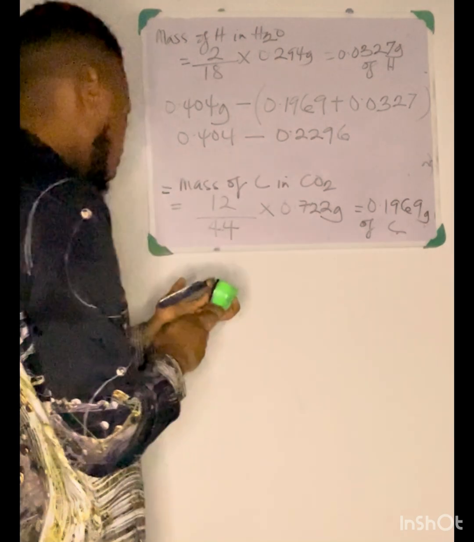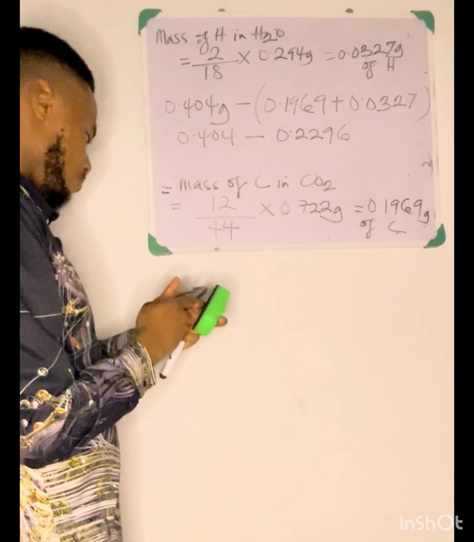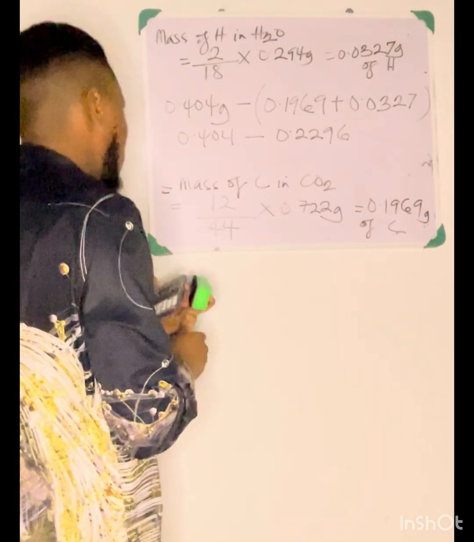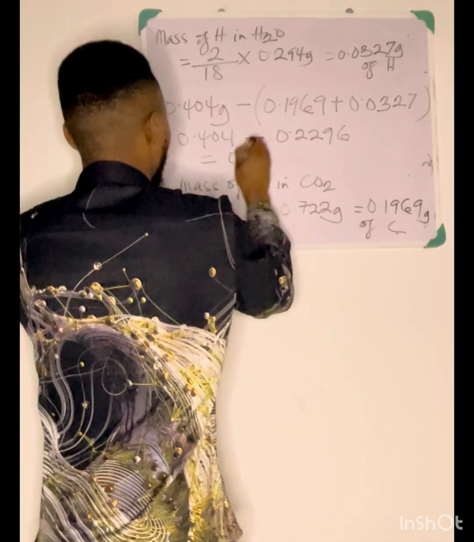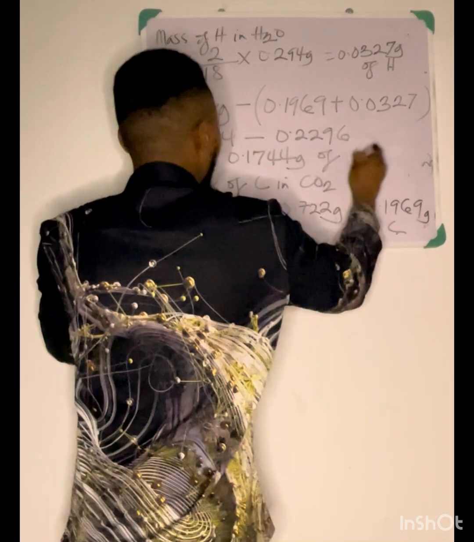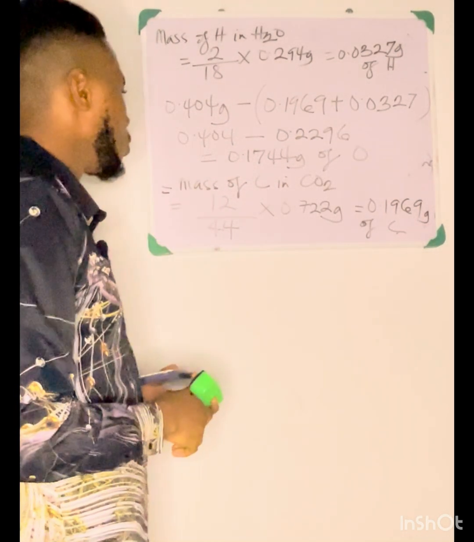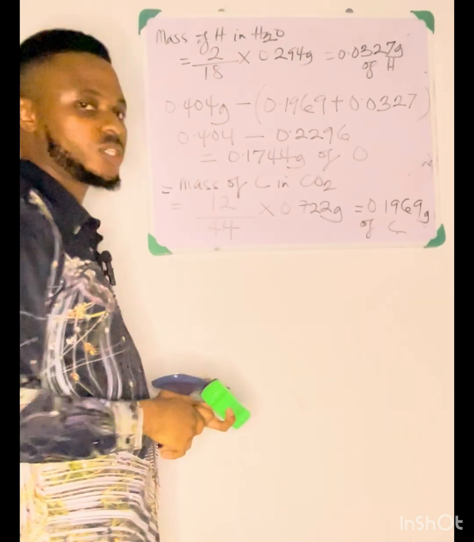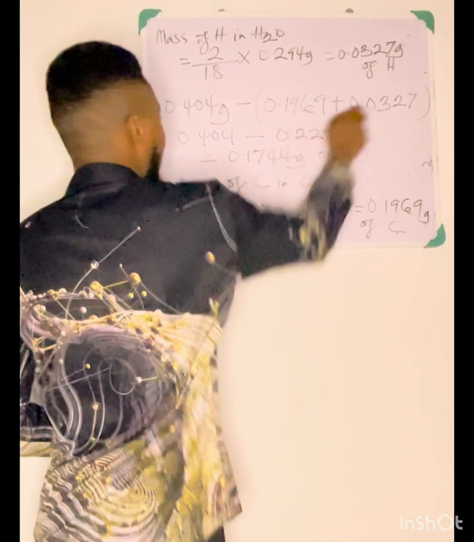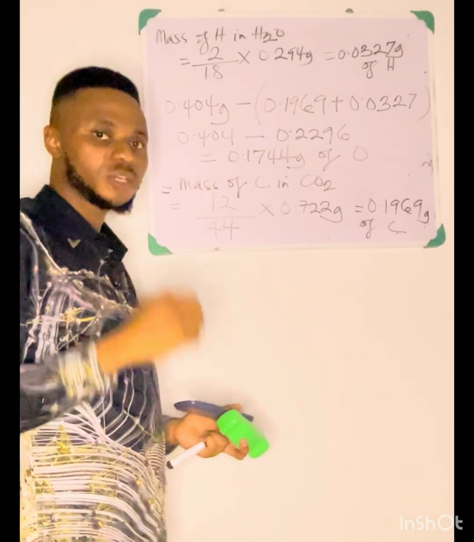All right, so let us subtract. 0.404 minus 0.2296 will be equal to 0.1744 grams of oxygen. So at this point, we have been able to know the mass of oxygen to be 0.1744. It means that this plus this will give us 0.404, which is the total mass of the organic compound A.